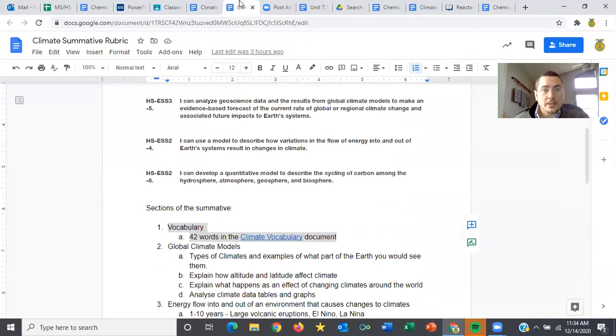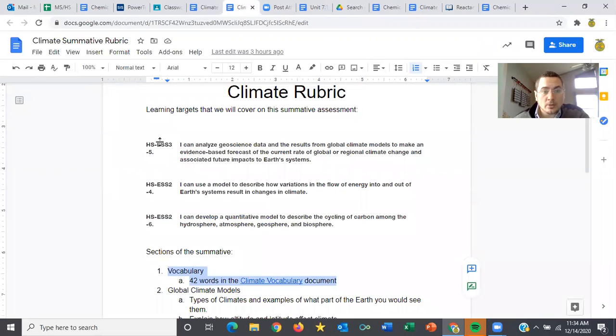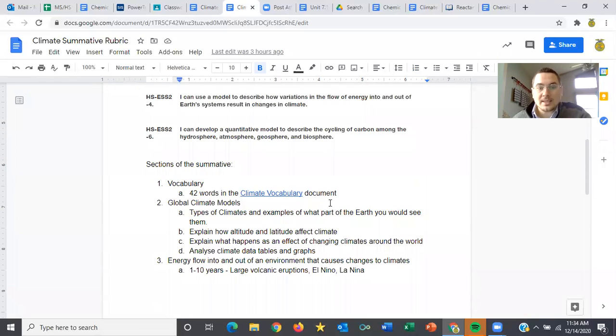So then when we get to our rubric, the first learning target that we are going to focus on is that I can analyze geoscience data and the results from global climate models to make an evidence-based forecast of the current rate of global or regional climate change and associated future impacts to Earth's systems. So what does that mean? We're talking about global climate models, okay? So we're saying, can you look at data that describes current climate trends and interpret it and figure out what that means and what that's going to mean for certain climates?